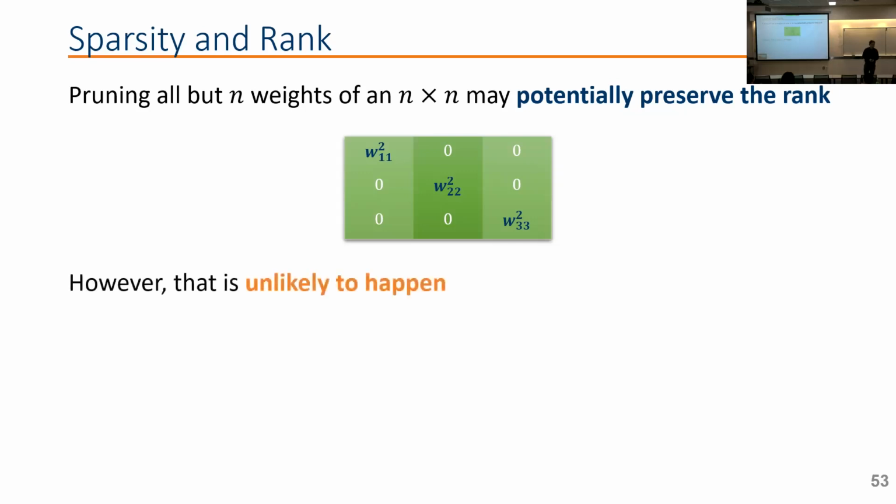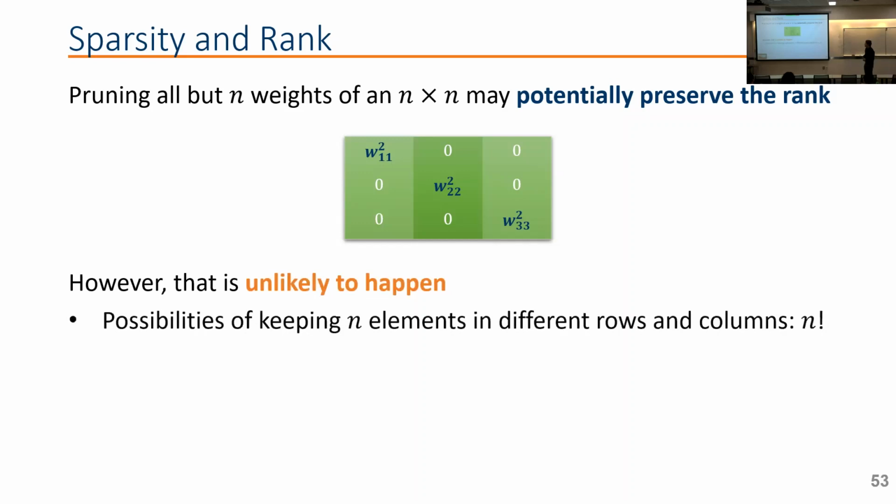Now, is it likely that if you keep just n weights, you're going to preserve the rank? Not really, right? If you think about it, if you want to keep n elements and have a full row rank matrix, you're going to have to pick these elements from different rows and columns. So there are n factorial ways to do that.